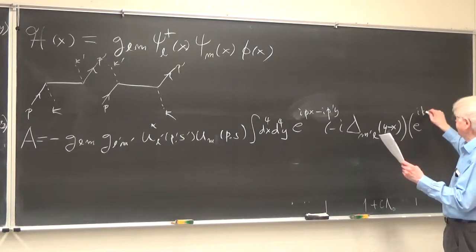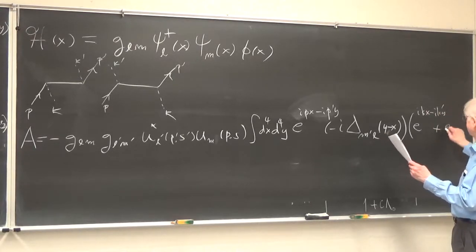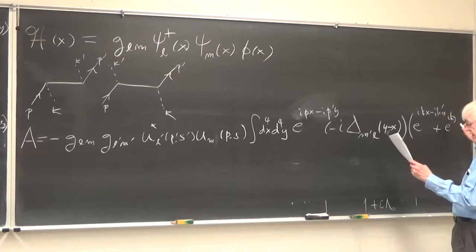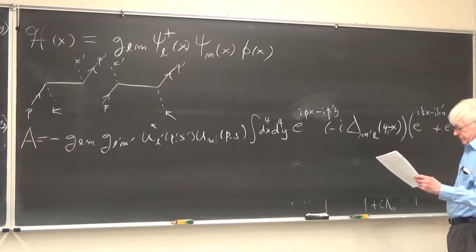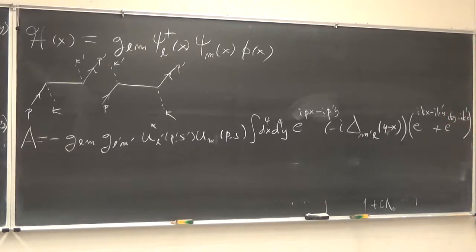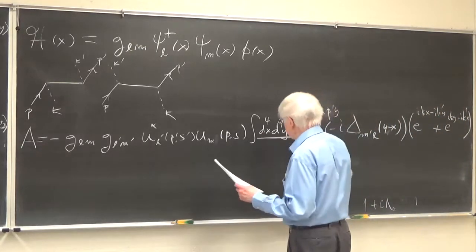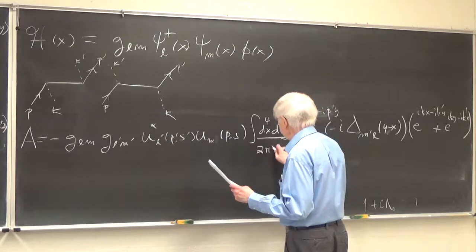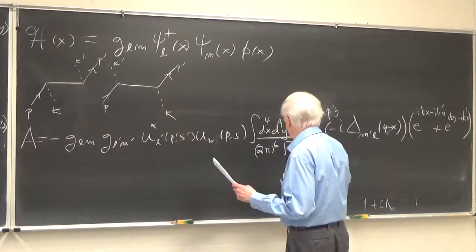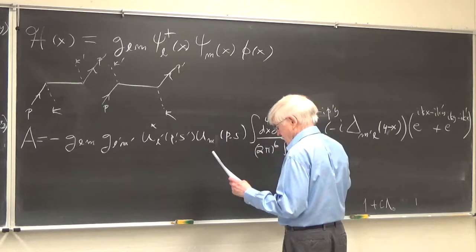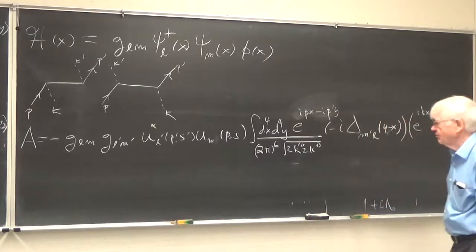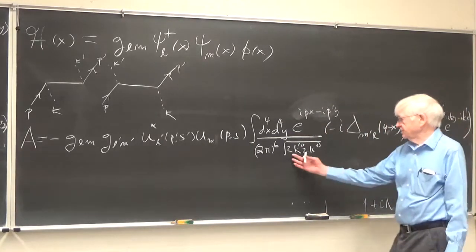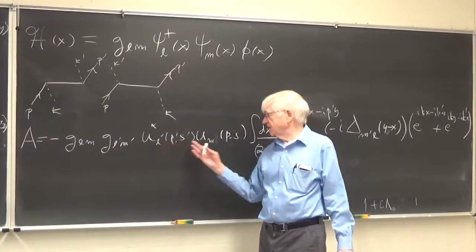e^(i k x − i k' y) plus e^(i k y − i k' x). Okay, and there are factors here, namely (2π)^6, and then the square root of 2k'^0, 2k^0. The other square roots of 2 energies are hidden in the u's.